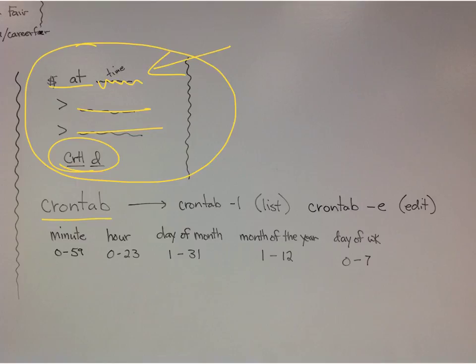We also talked about the Crontab. You can list your Crontab and you can edit your Crontab. First thing in the Crontab, what minute to execute the process, what hour, day of the month, month of the year, and day of the week. 0 and 7 are both Sunday.